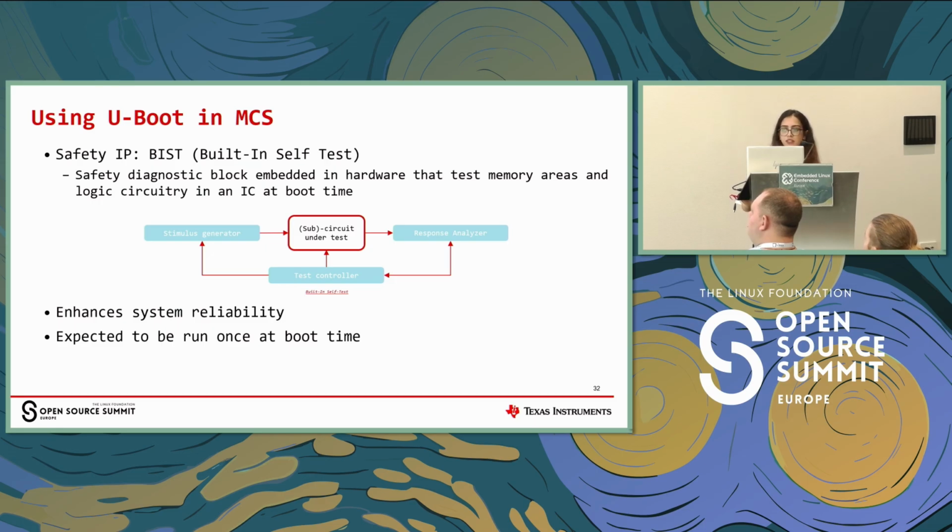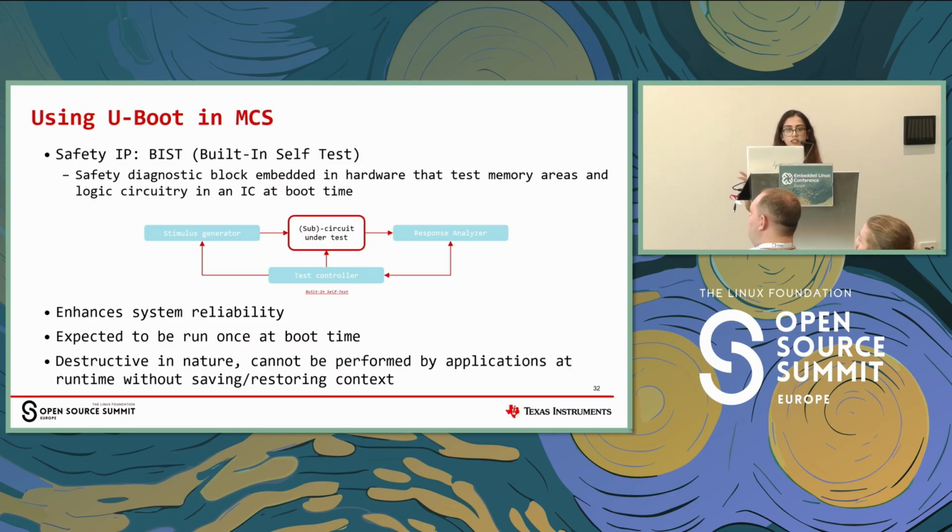This might be a hardware implementation. It could differ. Maybe there are implementations where you can run it more than once, probably as a periodic check. But the one that was implemented in the chip that I worked with expected it to be run only once. It's destructive in nature, typically, and it cannot be performed by applications at runtime without saving or restoring context. Again, this is assuming that you can do it more than once.